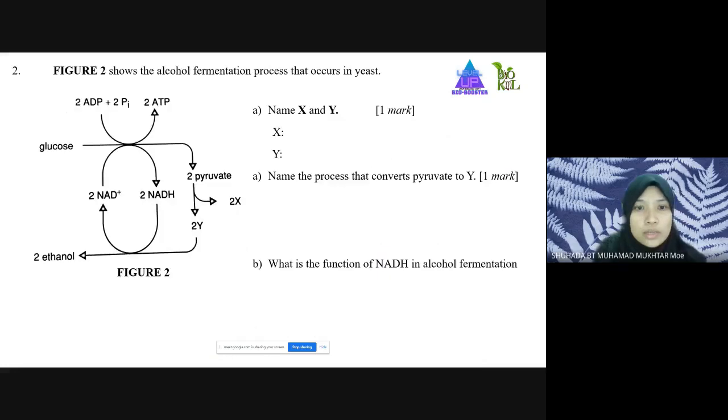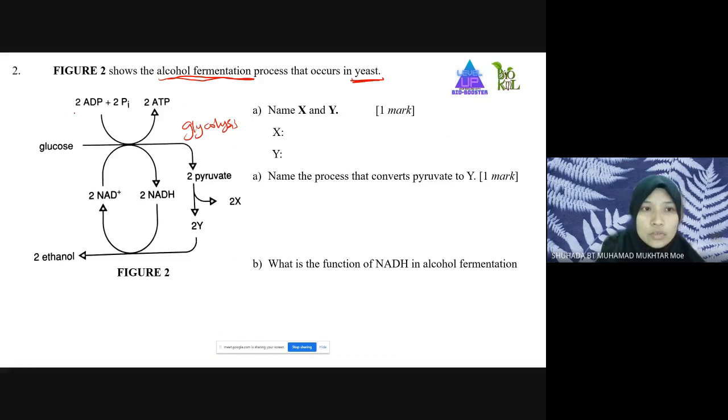Okay, so next question for question number 2. Here, figure 2 shows the alcohol fermentation process that occur in yeast. Okay, so dia dah mention dekat dalam yeast and dia mention berlaku alcohol fermentation. So, awak tahulah alcohol fermentation apa yang berlaku. So, dia ada diagram kat sini. Okay, so, we have glucose undergo glycolysis forming pyruvate. So, this is glycolysis.